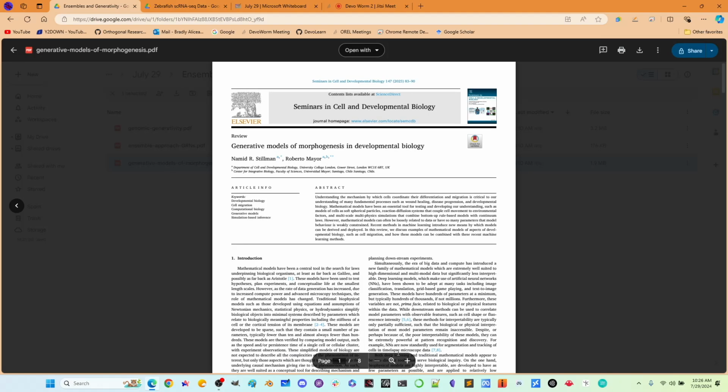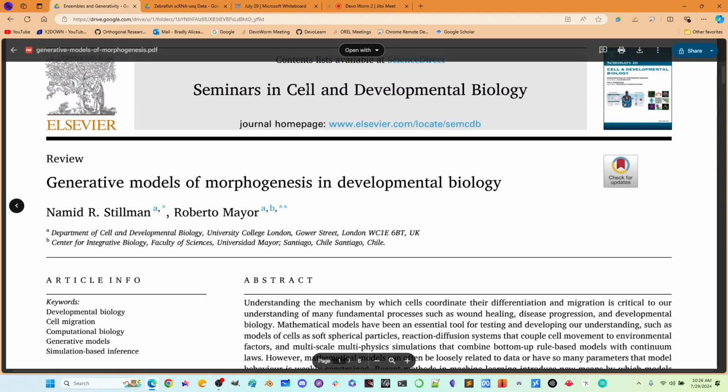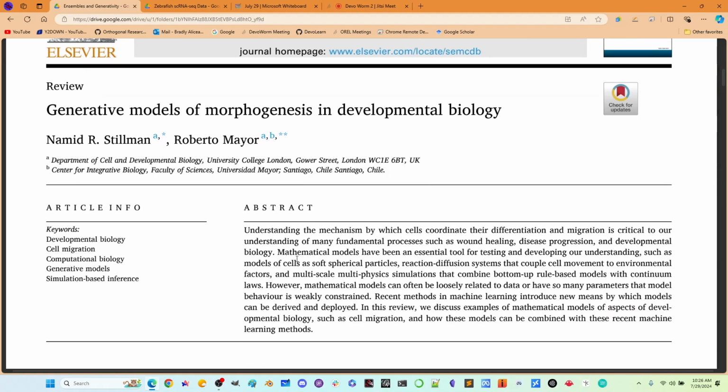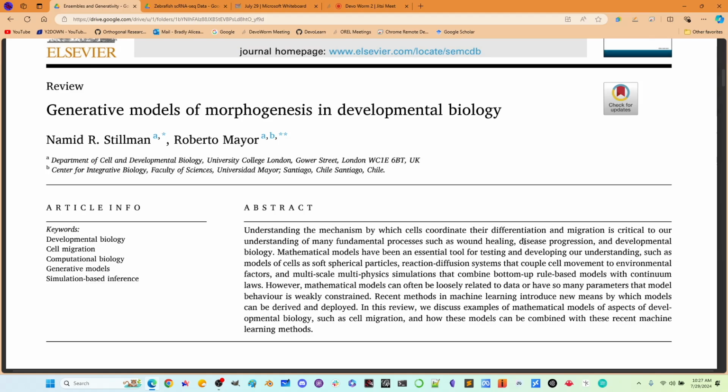So the second paper here is Generative Models of Morphogenesis and Developmental Biology, in Seminars in Cell and Developmental Biology. This is by Stillman and Mayor, and it follows up from the last paper, talking about developmental biology and generative morphogenesis more specifically. The abstract reads: understanding the mechanism by which cells coordinate their differentiation and migration is critical to our understanding of many fundamental processes such as wound healing, disease progression, and developmental biology, of course.